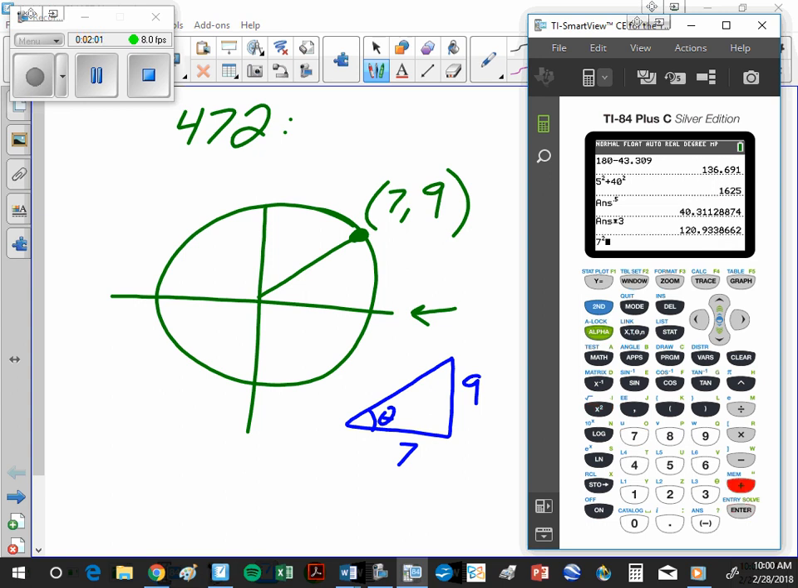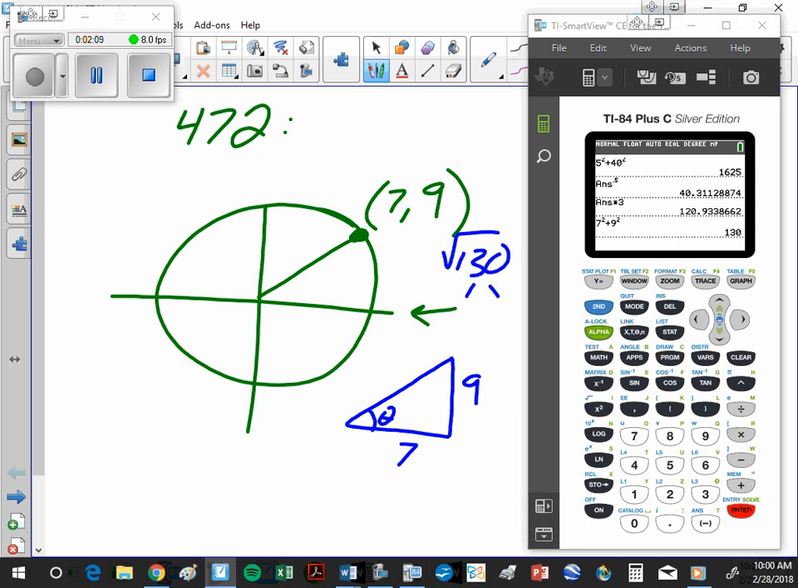7 squared plus 9 squared gives me 130, and the square root of 130, can I pull anything out of that? No. So it just stays the square root of 130.